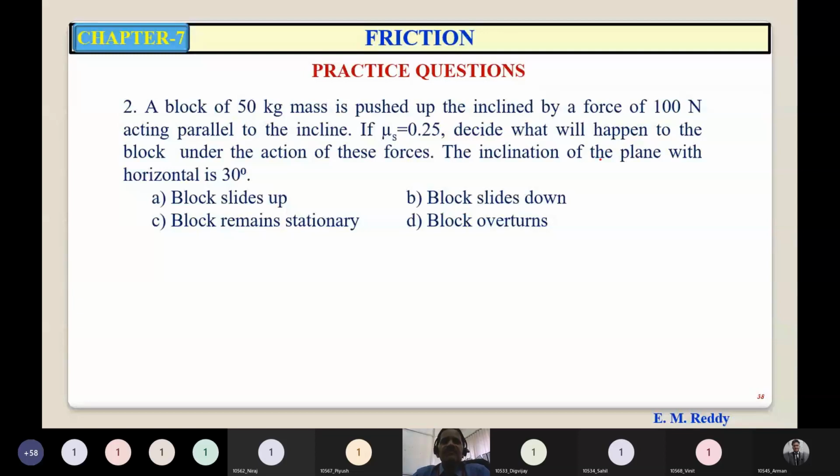Here, the dimensions of the block are not given, so we are neglecting the dimensions. We are treating the block as a particle. So this fourth option is not applicable. There is no question of overturning, because we are neglecting the dimensions.